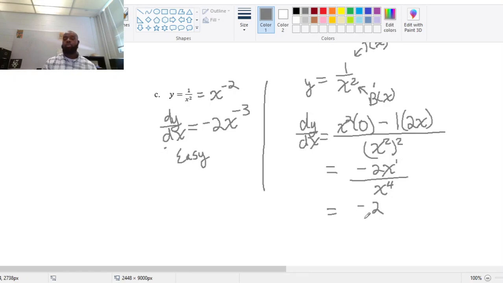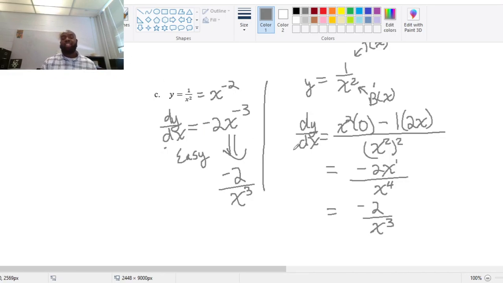I can write that as negative 2 over x cubed, which is exactly the same as here, because we could write this as negative 2, and if we didn't want that negative exponent there, we'll have x cubed, right? So just because something is in the denominator doesn't mean that you always have to apply the quotient rule. It's easier to do the power rule. However, if you do apply the quotient rule in an example like this, you will still be correct.